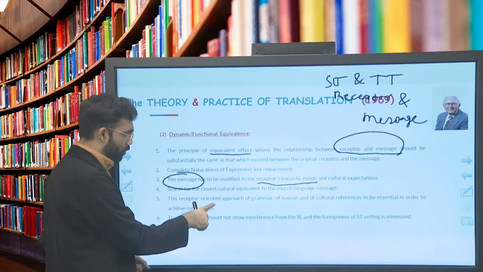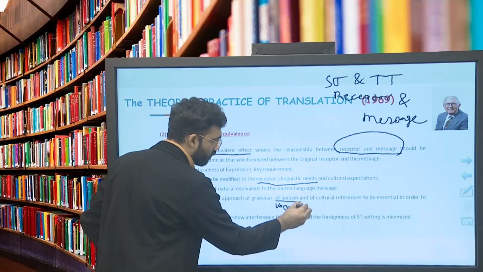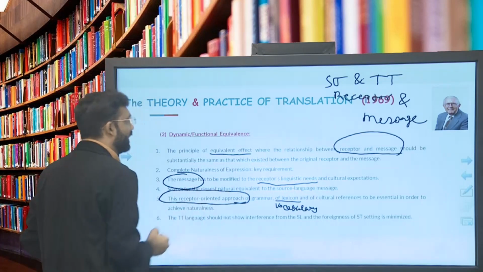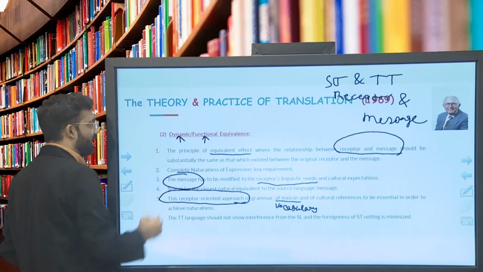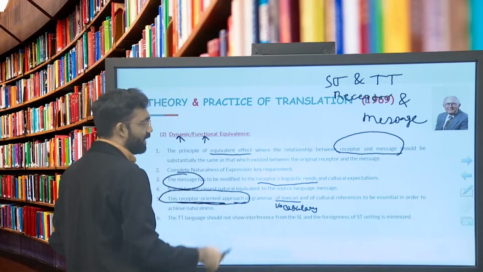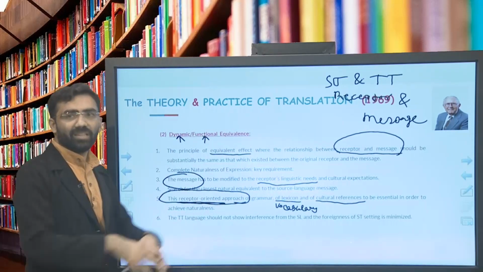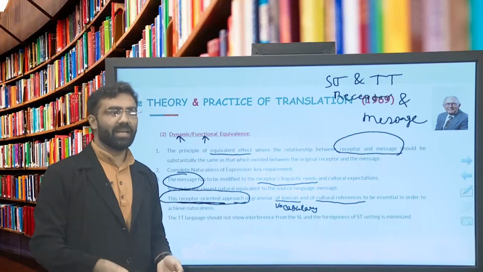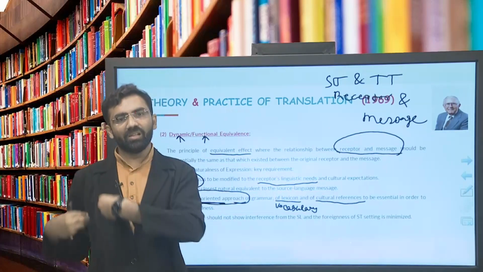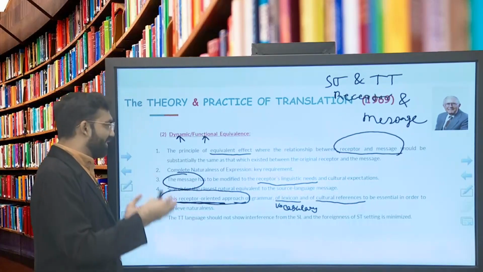This receptor oriented approach of grammar, of lexicon, means vocabulary. The receptor oriented approach. So this approach by Nida of functional equivalence or dynamic equivalence is receptor oriented, of grammar, vocabulary, and of cultural references, considered essential in order to achieve naturalness. What are the cultural references which are there? Those cultural references should be kept with the source language or text, and you find the other cultural expressions which are available in your own culture, in your own language. You use them while translating.